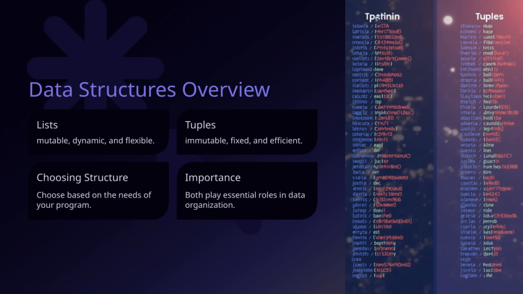When choosing between them, think about the specific needs of your program. If your data is constant, go with a tuple. If you need to modify it, a list is the way to go. This choice is a key part of working effectively with data structures, helping you optimize your code's performance and flexibility.